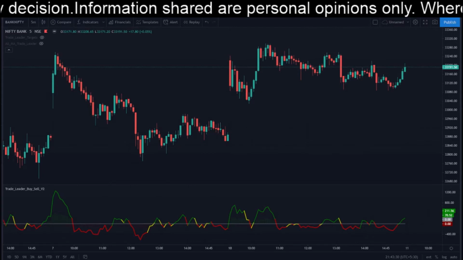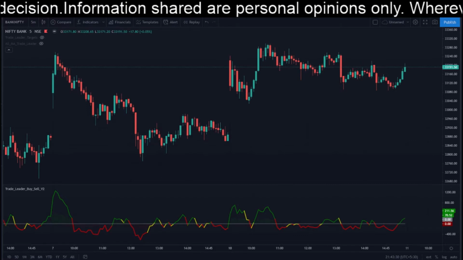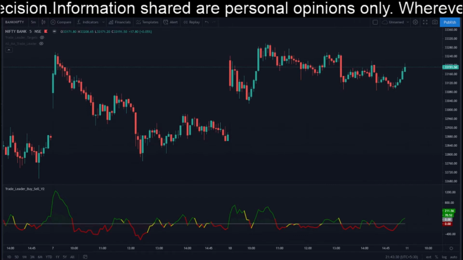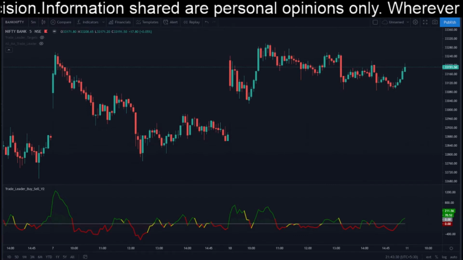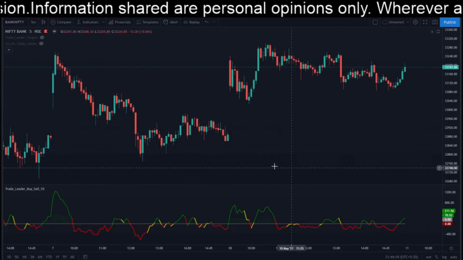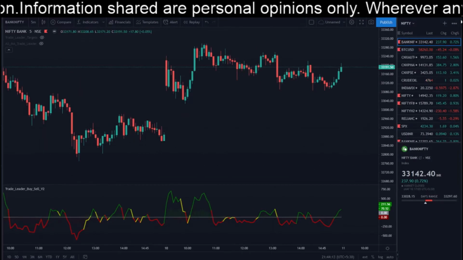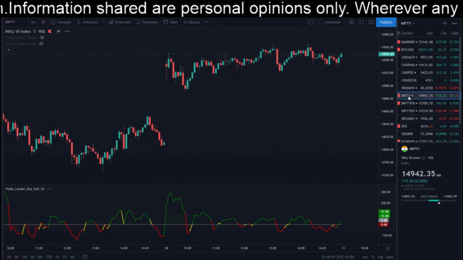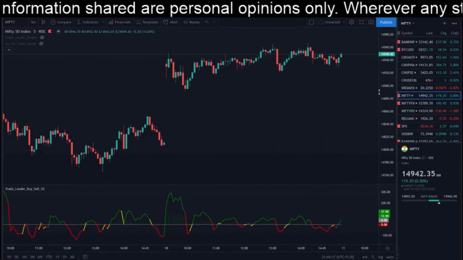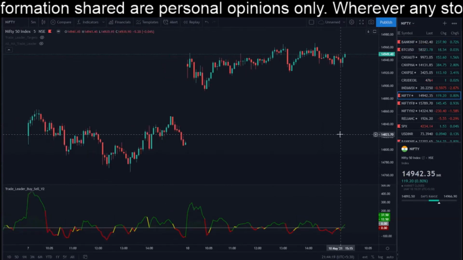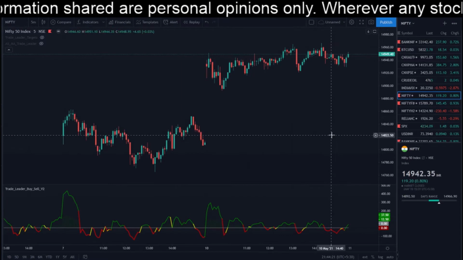Today I will explain how to trade my levels in Nifty and BankNifty. Okay, let's start directly with the Nifty. Let me open the Nifty chart. So this is how the Nifty chart looks for today.